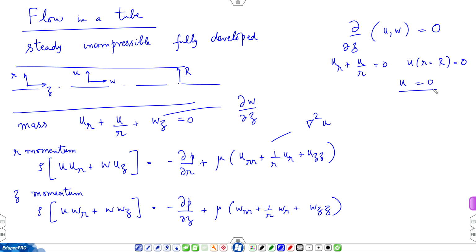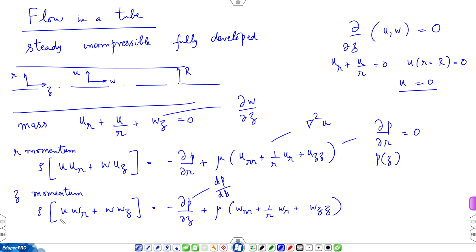So, the transverse velocity, a very important result of all fully developed flow problems, would be that transverse velocity is 0. So, there is only one velocity component you have to solve for, and that is the axial velocity. Okay. So, now putting this u equal to 0 in the r momentum equation will give you pressure uniform in the radial direction. Therefore, pressure is only a function of z. Okay. So, this partial derivative of p with z can be written as dp dz.